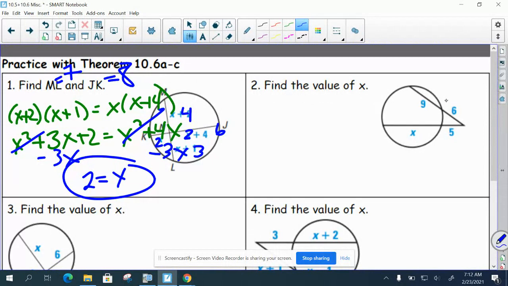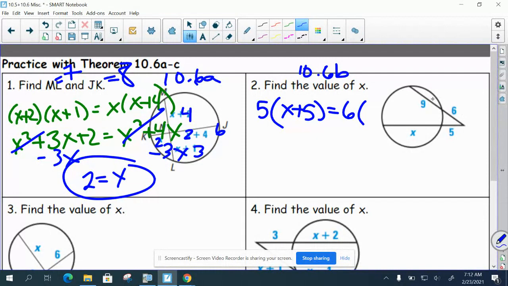All right, here find the value of x. This is theorem 10.6b. This was theorem 10.6a. So if we wanted to find the value of x, let's just set up an equation here. So we'll do the outside part, 5, times the whole thing, which would be x plus 5, equals 6, times the whole thing, which we could just add those two numbers up, so that would be 15.